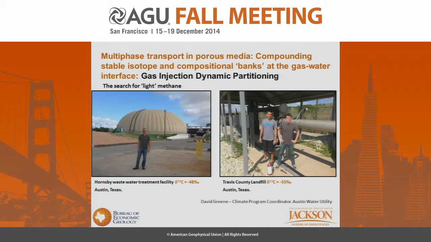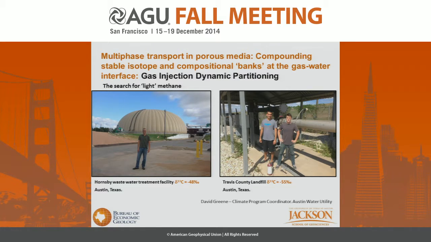And so here we are at the landfill and the sewage treatment facility. The goal here was to get a large source of microbial methane, isotopic methane. And unfortunately, we went to the wastewater treatment facility here, and that methane had a C13 value of about minus 48 per mil. At the landfill, we got about minus 55 per mil. We didn't have a means of compressing it.